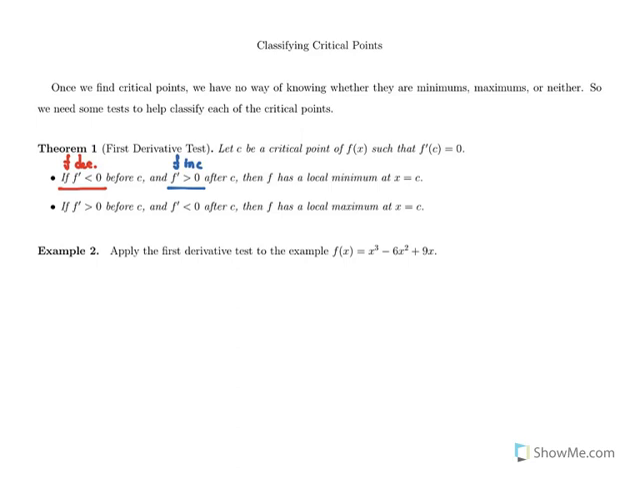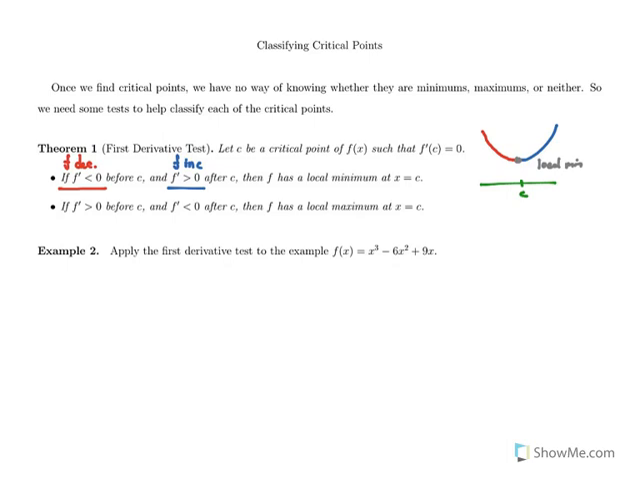So let's think about that. We have some value c, and we know the function is decreasing, and then it is increasing after. That means that this is going to be a local min. So the idea is we look at the sign of the derivative to the left and the right of c.